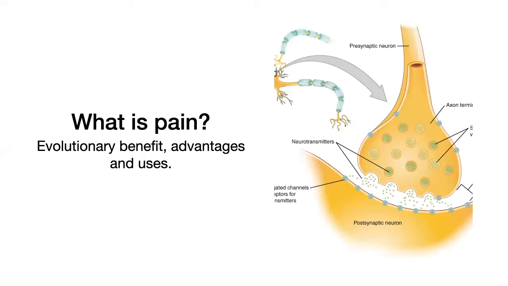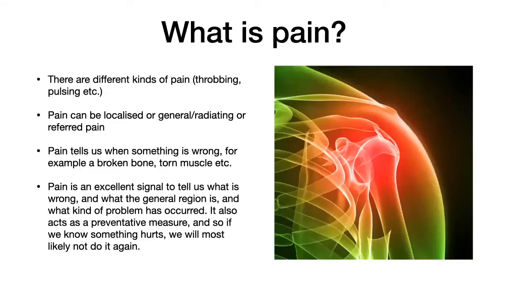In the picture you can see on the right, this is sort of how pain is felt. So you've got a presynaptic neuron and a postsynaptic neuron, and you've got the neurotransmitter going across the synapse. We'll be talking about this in more detail in this presentation, and we will be explaining the reflex arc soon. So what exactly is pain?